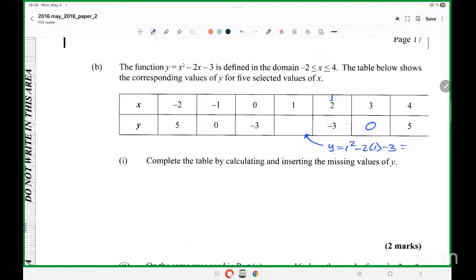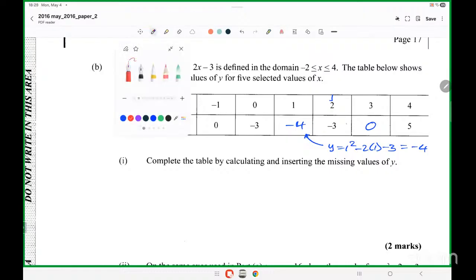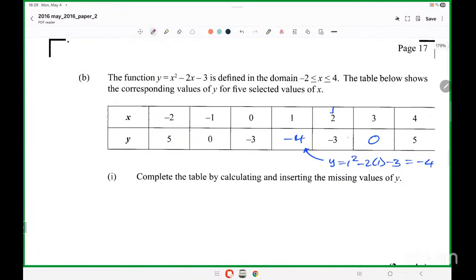That becomes negative 4. So right here is negative 4. And this becomes a vertex. This is the minimum point. This becomes a minimum point.